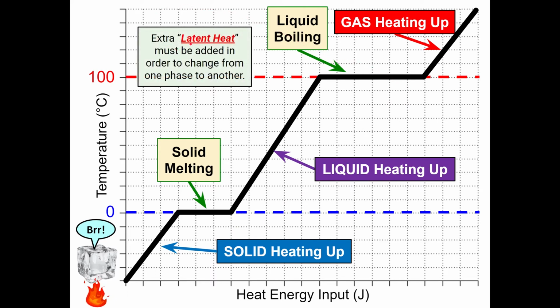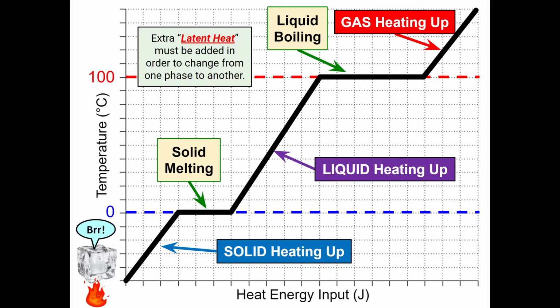Well, that's referred to as latent heat. Latent is an old-timey word that means hidden or secret or unseen. So we call it latent heat because scientists didn't originally know what this extra energy was doing. Extra latent heat, it turns out, must be added in order to change from one phase to another. So you need to put extra latent heat into a solid to turn it into a liquid, and you also need to put in extra latent heat to turn a liquid into a gas.